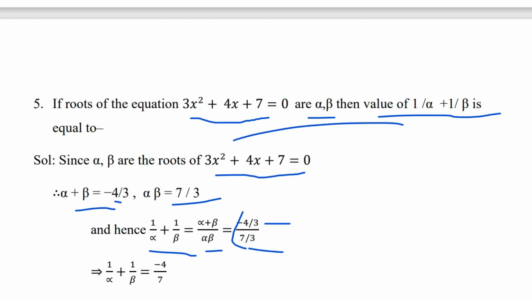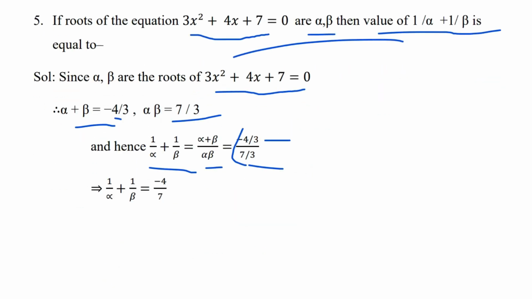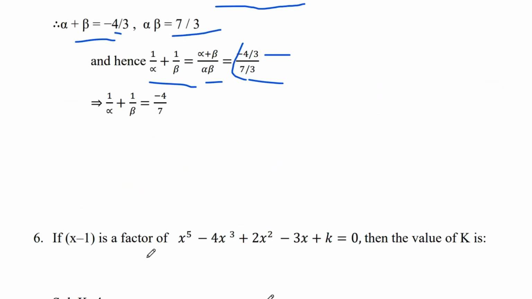Next question is, if x minus 1 is a factor of x raised to the power 5 minus 4x cube plus 2x square minus 3x plus k equals 0, then find the value of k. This is a very easy question, I think. You simply have to put the value x equals 1 in this equation, and you will have your final answer of k. When you solve this, it will come out as k equals 4. As we know, 1 minus 4 plus 2 minus 3 comes out as minus 4. The final answer of k will be 4.